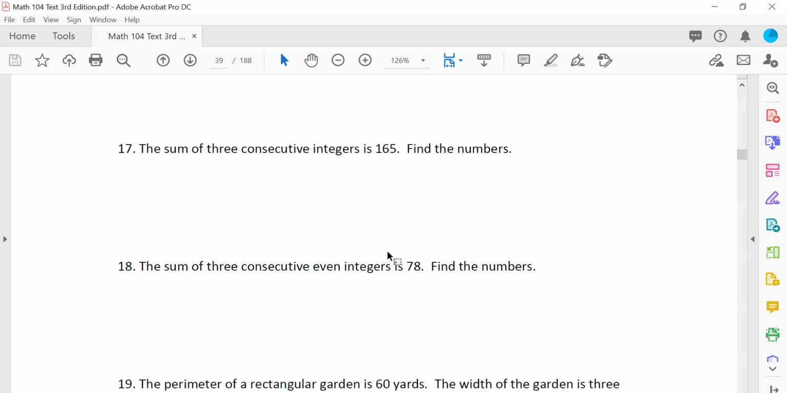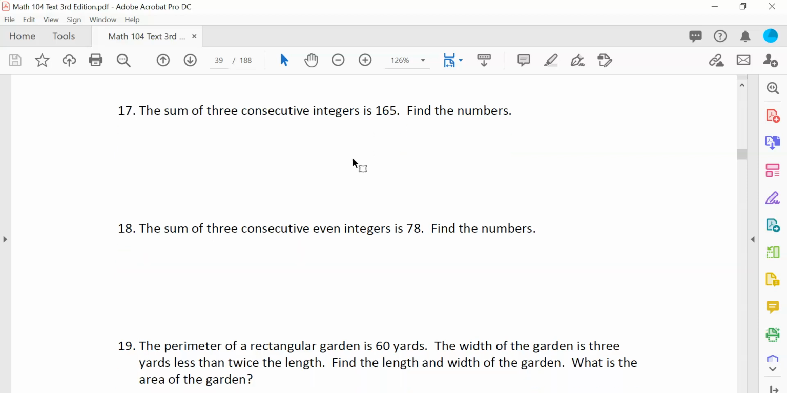Now there's a couple of other related sums type problems here, dealing with consecutive integers and consecutive even integers. These are related sums, but just a little bit in disguise. Let me explain what I mean by that. So let's take a look at number 17. It says the sum of three consecutive integers is 165. Find the numbers.